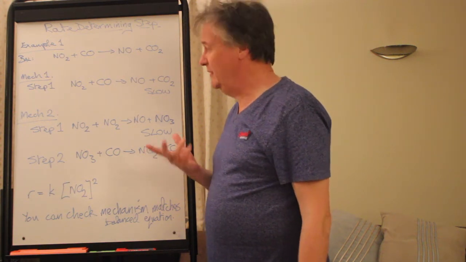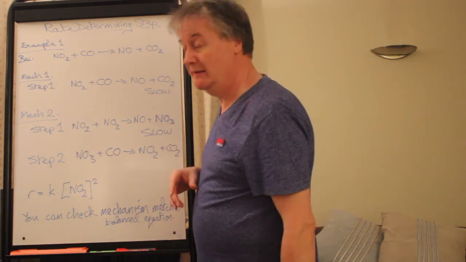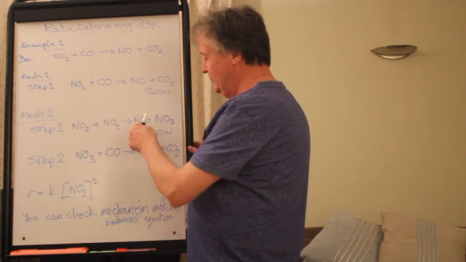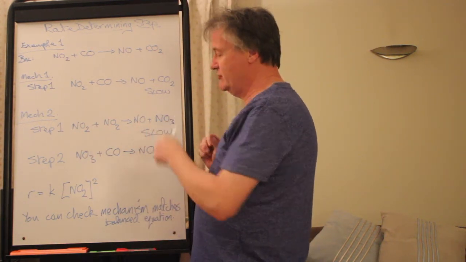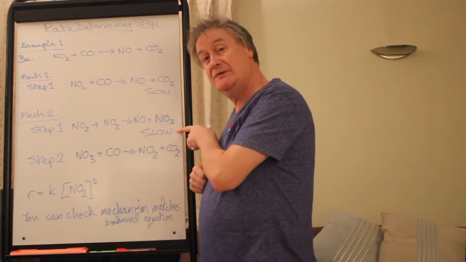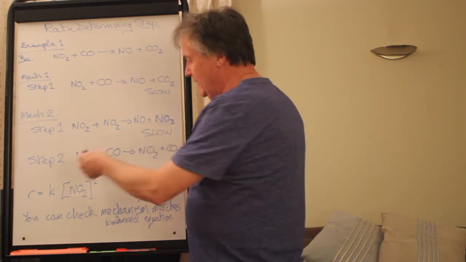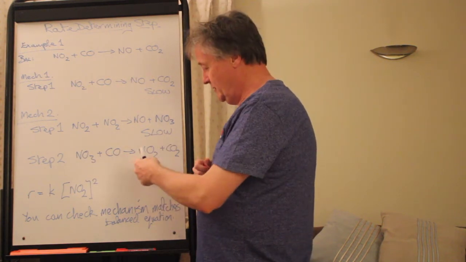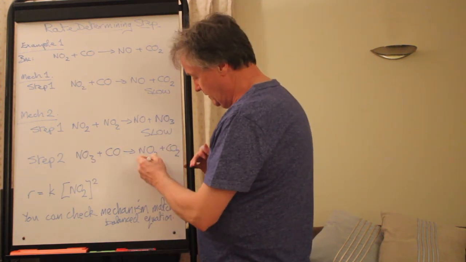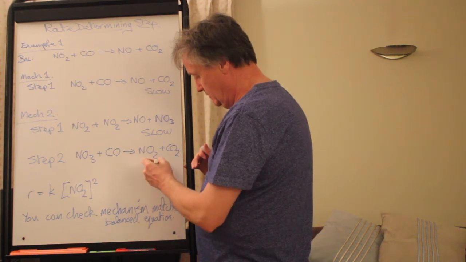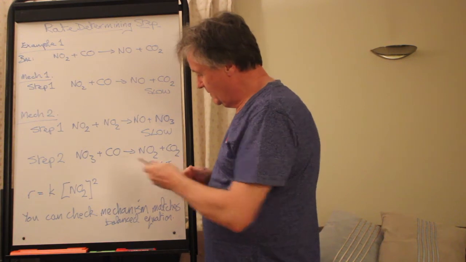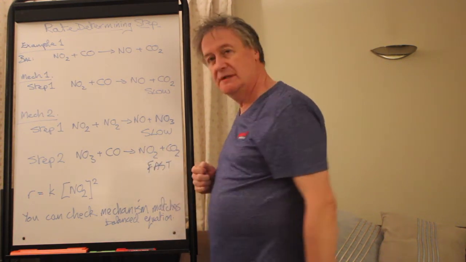You might think, why bother? Well, it will collide with each other. I mean, anyway, even if they don't react together. But NO2 reacts with another NO2 and forms a nitrogen monoxide and a nitrogen trioxide. And then we're proposing that that's the slow step. And then NO3 reacts with CO in a much faster reaction. I should have put "faster" in under there, but pretend that's an F. And the product is NO2 and CO2.